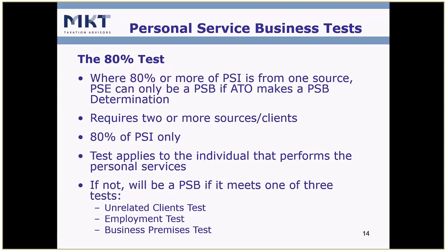tax office and ask them for a determination, which they would very rarely give, unless perhaps in the previous year you'd worked for half a dozen clients, and next year you expect to work for half a dozen clients, but this year Woodside made you an offer that you couldn't refuse, particular project, it's going to run for 10 months, and you're going to generate more than 80% of your income. Then the tax office might accept you as a PSB in that middle year.